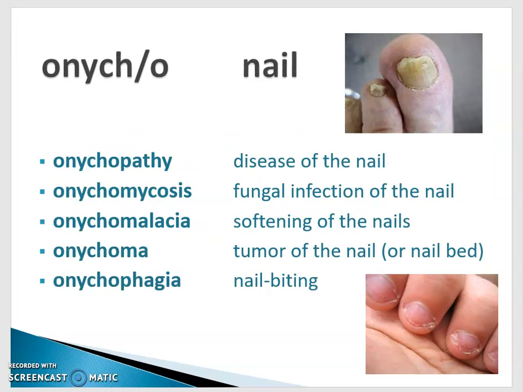Here's another combining form for you. It's getting back to the accessory organs we discussed earlier. Onycho, which is our combining form for nail. Onychopathy is a disease of the nail.